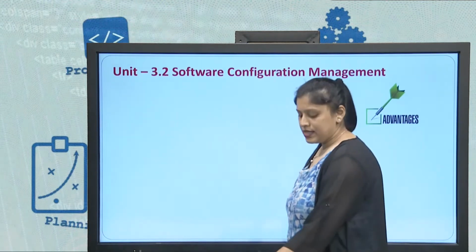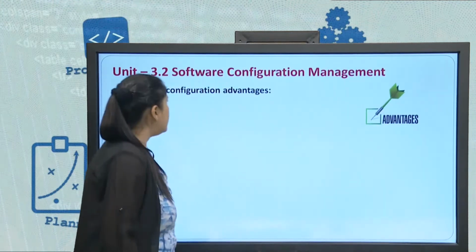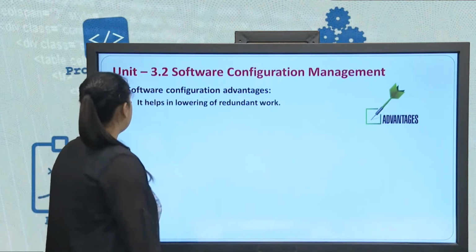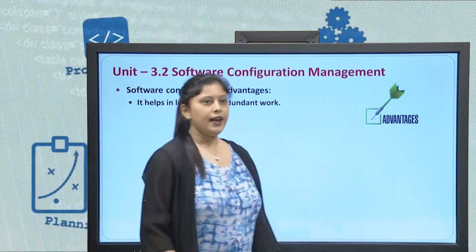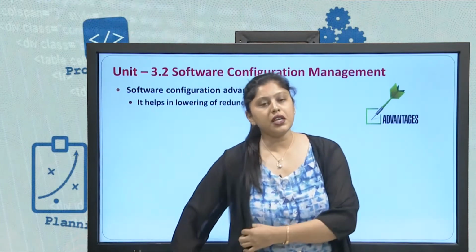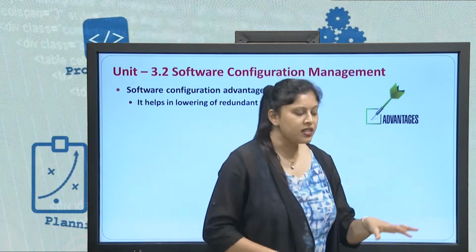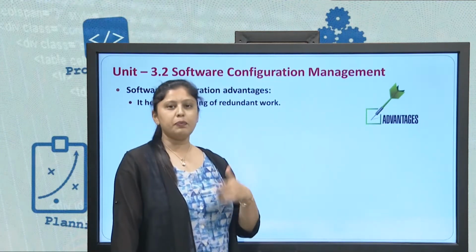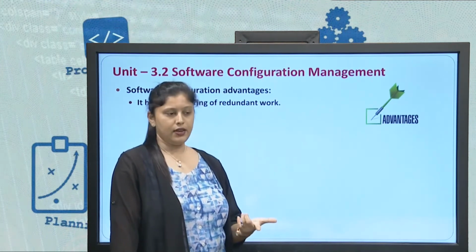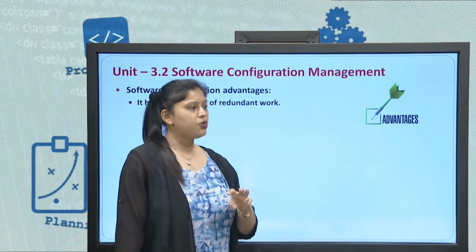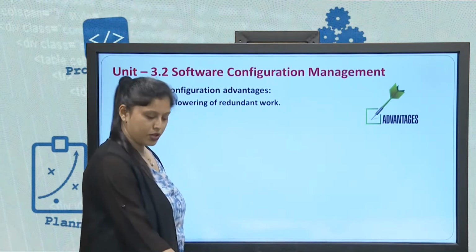Let us see next, what are the advantages of software configuration. The very first is that it helps in lowering redundant work. Now what is redundant work? Redundant work is something that is done repeatedly. When there is redundancy, there is so much of the same work being repeated, right? So in order to reduce the redundancy of the work, we have software configuration.